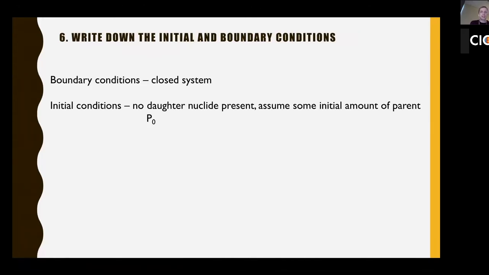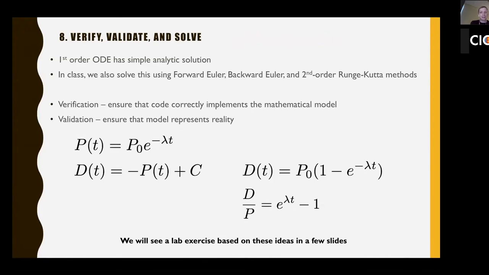We write down the initial and boundary conditions. Here, we don't have to really concern ourselves with the boundary conditions. We already assume that the system is closed. So in a sense, that is the boundary condition on our system. And for the initial conditions, we assume that there's no daughter nuclide present initially, and we assume some initial number of the parent nuclide. We'll call that P naught.